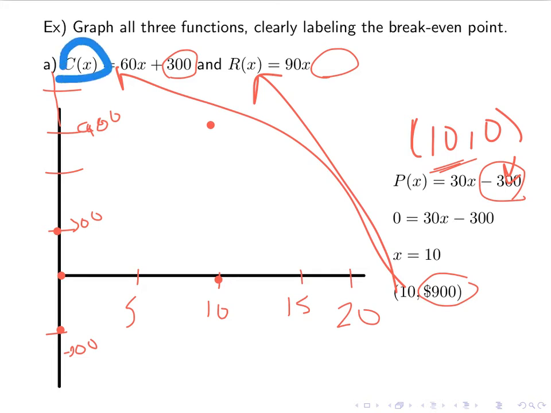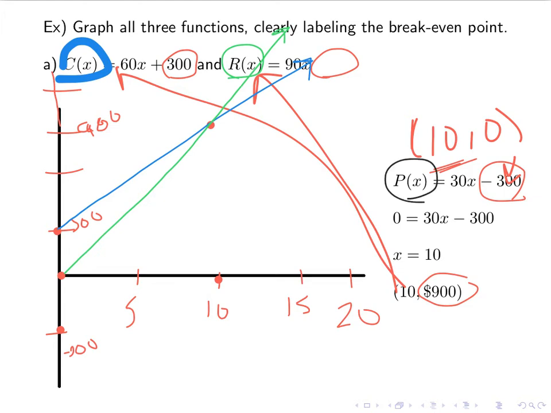So the cost, I'm going to do in blue. That was a little thick. Let me make that skinnier line there. And that's going from the (0, 300) up to our (10, 900). And then I will do revenue in green. So that's going through the origin and that same (10, 900) point. And then lastly, I'll do in black my profit function. So that is going between the other 2 points that I haven't drawn a line through yet. So we have 3 different lines, 2 of which intersect at the break-even point (10, 900).